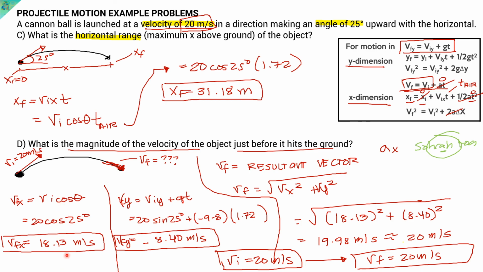Meanwhile, when we try to search for our VFY, our formula would still be the first one, but this time we have acceleration. And that acceleration is the acceleration due to gravity. You plug in your value here, your answer is negative 8.40 meters per second. You write it down in your Pythagorean theorem. The final answer is 20 meters per second. Any question?